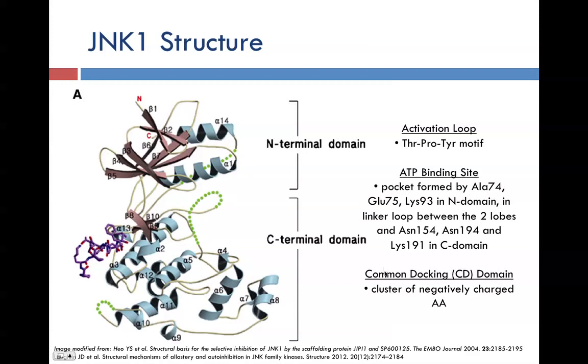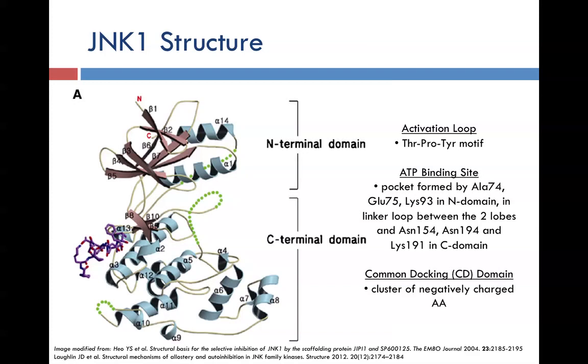Then we also have the common docking domain, which is a cluster of negatively charged amino acids in the C-terminal region of the kinase domain sequence, which I'm taking to mean the activation loop. So the activation loop is going to be somewhere higher up than the ATP binding site in this general region, and then we have the common docking domain down here. Hopefully that makes sense to you guys. It's making sense to me, so hopefully it makes sense to you.